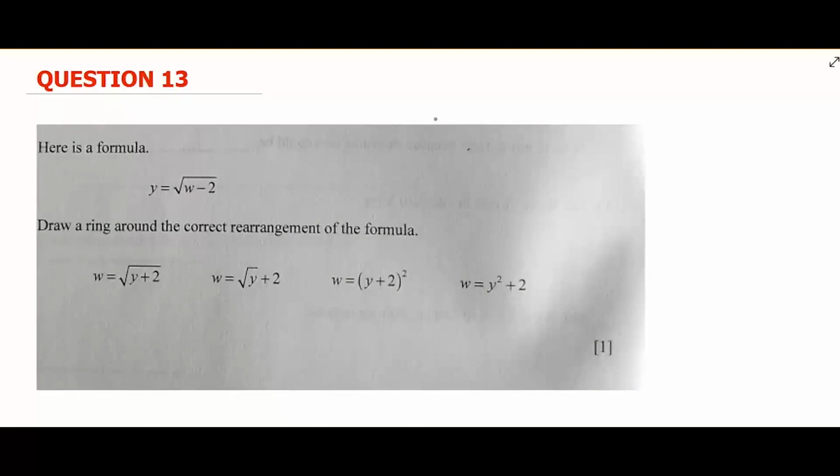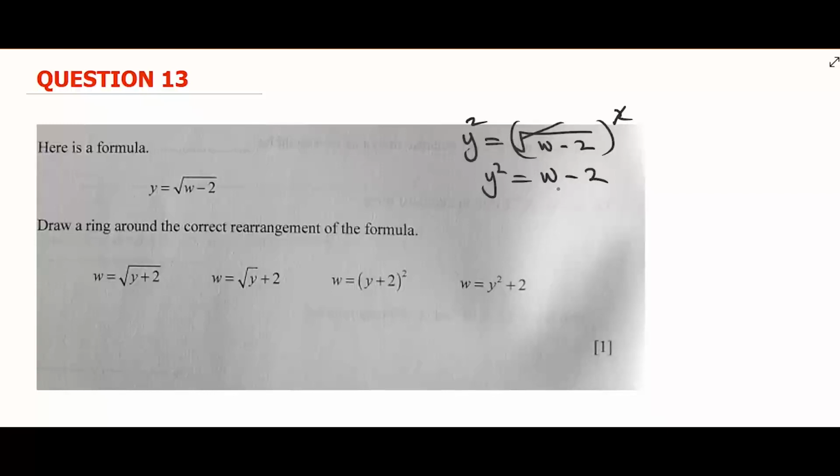Question number 13. Here is a formula: y equals root w minus 2, and you are asked to draw a ring around the correct rearrangement of the formula. If you look at the options, here we want to make w the subject of the formula. That is, you want w to stand alone. So you can write the equation given to us: y equals root w minus 2. Now to do this, you have to square both sides. Okay, we cancel the square root here. So we have y squared equals w minus 2.